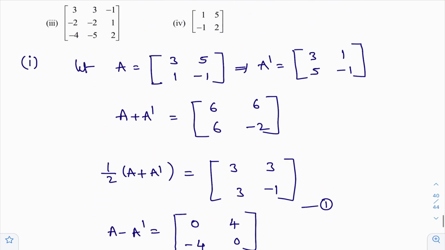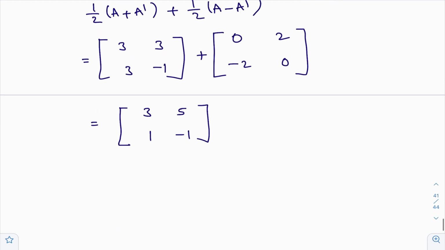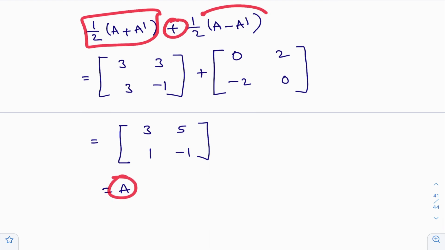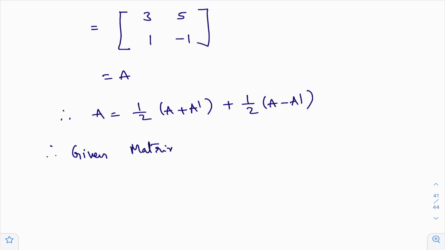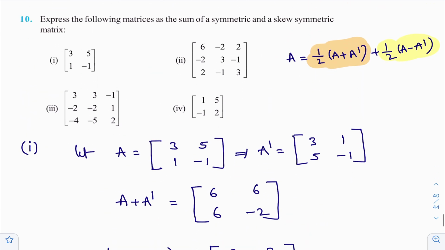What is this, 3, 5, 1, minus 1? See here, 3, 5, 1, minus 1 is A. This is A. What happened here? You proved that A equals the sum of symmetric plus skew symmetric. Therefore, A equals half into A plus A dash plus half into A minus A dash. Therefore, the given matrix is expressed as the sum of symmetric and skew symmetric matrices.